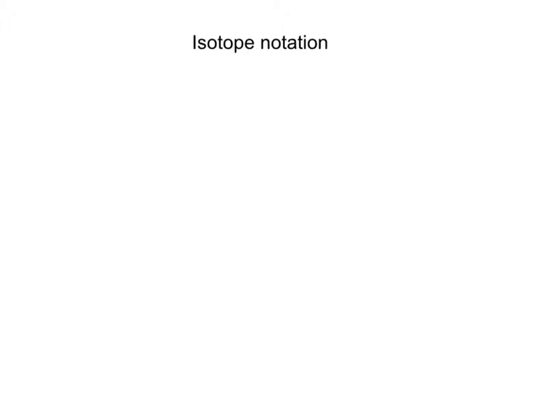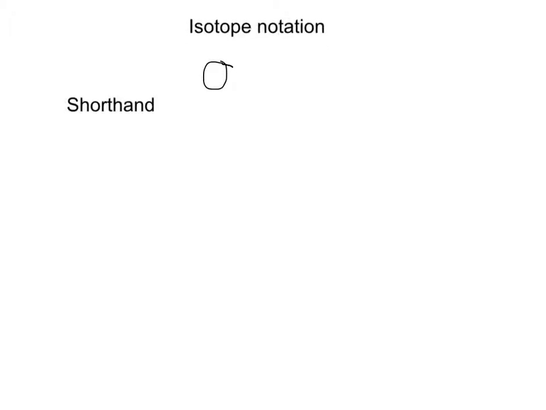So real quick here, we're going to talk about 2 different forms of isotope notation. This is just how you write or symbolize an isotope. The first one is called shorthand notation. With shorthand notation, what you want to do is first write the atomic symbol. Let's use oxygen here. The first thing you want to do is write the atomic symbol, which is just O.